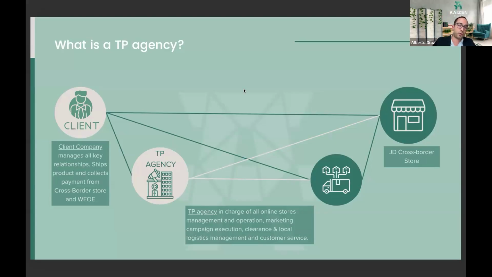Now, the client, of course, still manages the direct relationship with Jingdong, so they are the owner of the store. They are also the ones shipping to the bonded warehouse or to the client, depending on the logistics model that we choose. And of course, they keep the reporting and the direct relationship with the TP agency. So this is typically the structure and how it looks.